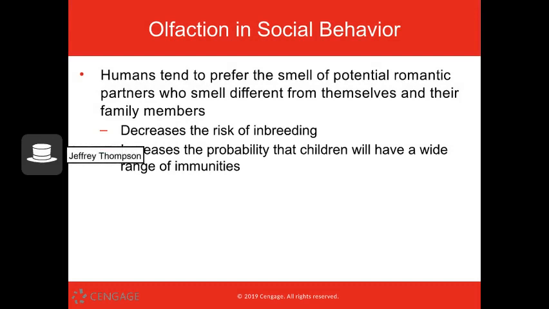When it comes to social behavior, we tend to prefer the smell of potential romantic partners who smell different from ourselves and our family members. This decreases our risk of incest, which genetically is pretty bad because it increases your chances of building immunity, and not having sex with family members increases your chances of having children who are going to survive longer because any genetic problems are less likely to be handed down.